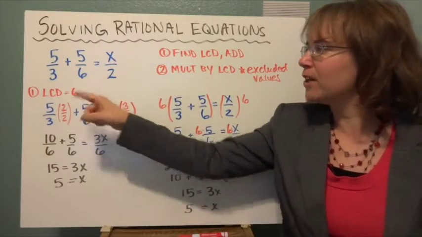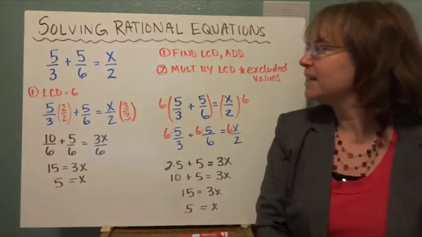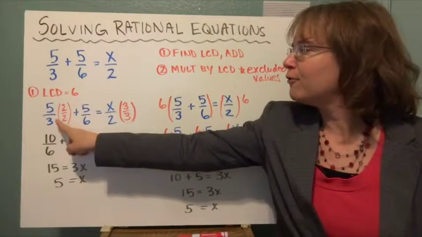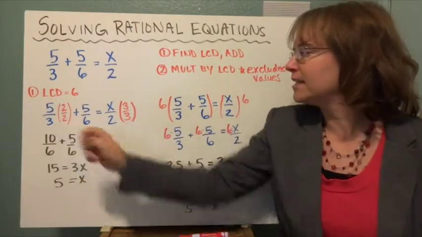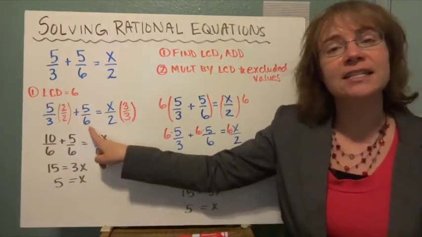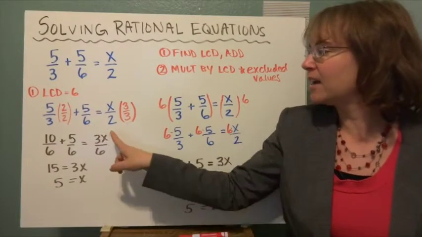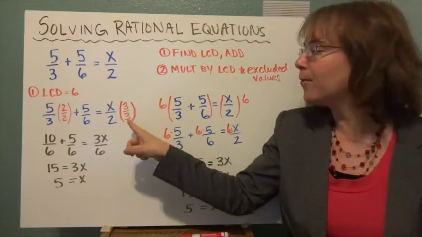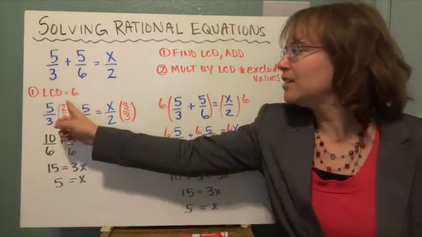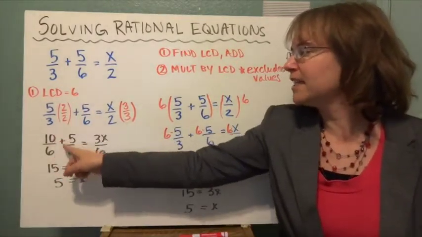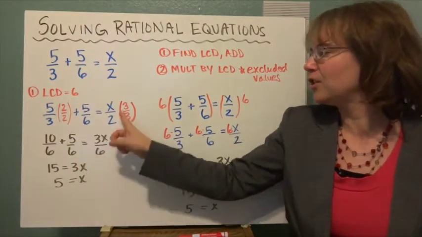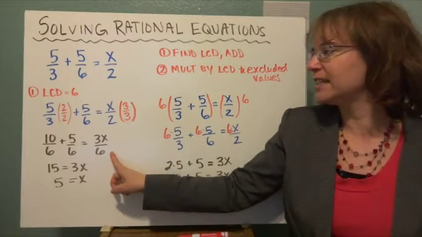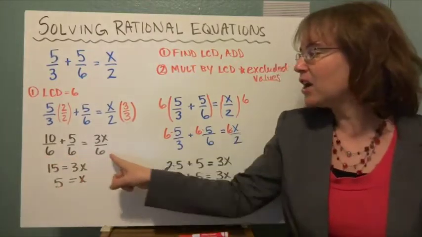So for our first one, our least common denominator is 6. So we're going to multiply our first fraction by 2 over 2 to get 6 in that denominator. This one doesn't need to be multiplied, it already has that common denominator. And this one, 3 over 3, I'm just essentially multiplying by 1. Then going ahead and distributing, I have 10 over 6 plus 5 over 6, that's my original, and 3x over 6.